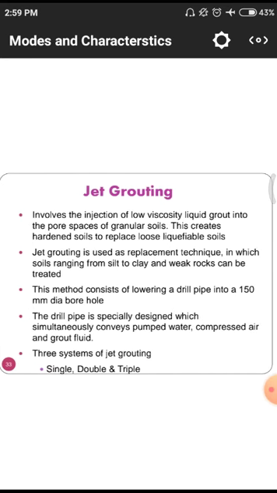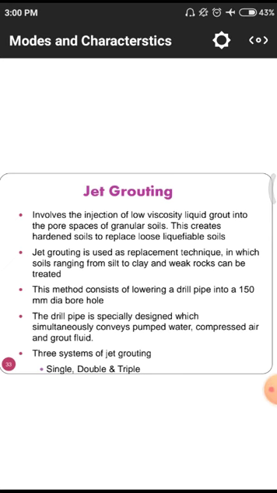Next one is jet grouting. It involves the injection of low viscosity liquid grout into the pore spaces of granular soils. This creates hardened soil to replace loose liquefiable soils. Liquefiable soils means the soil contains too much water. Those soils we call liquefiable soils.